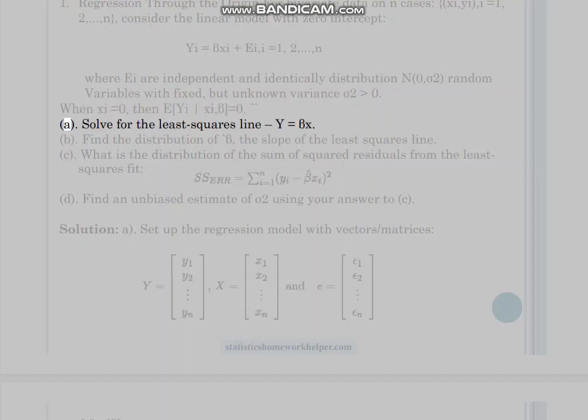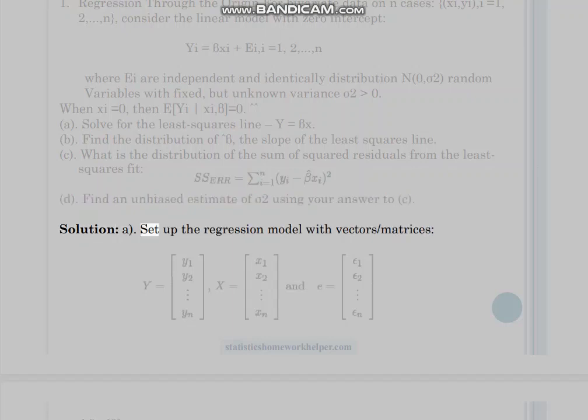A. Solve for the least squares line, y equals beta x. B. Find the distribution of beta hat, the slope of the least squares line. C. What is the distribution of the sum of squared residuals from the least squares fit? D. Find an unbiased estimate of sigma squared using your answer to C.